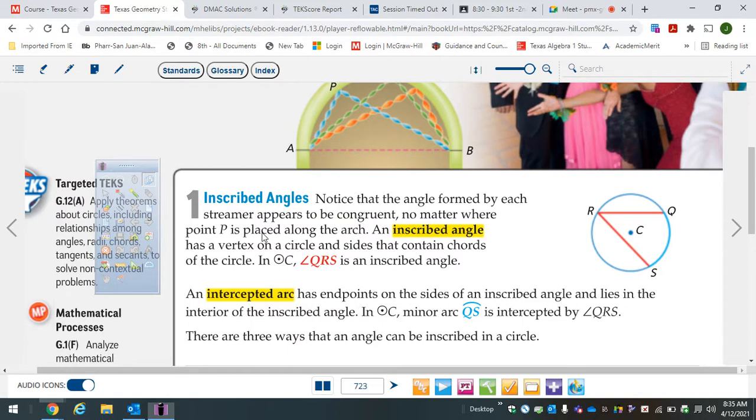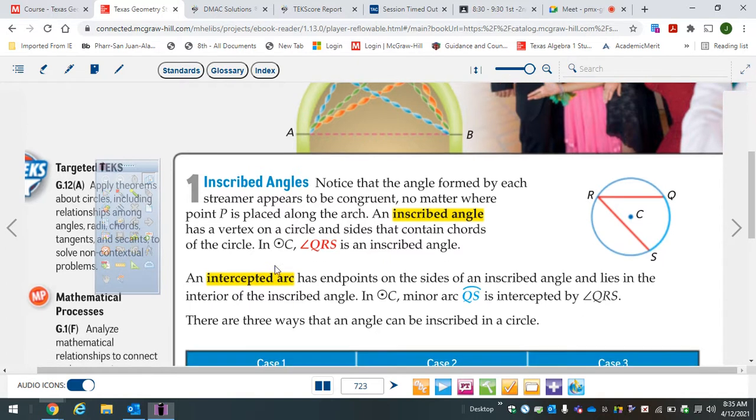And no matter where point P is placed along the arch, an inscribed angle has a vertex on the circle and sides that contain chords of the circle. Okay, so in circle C, angle QRS is an inscribed angle. So basically, you want to have the vertex here and the endpoints on the circle. Okay, and this is angle QRS. That's an inscribed angle. That's basically what we're going to cover today. Cool things happen here. We'll find out as we go along.